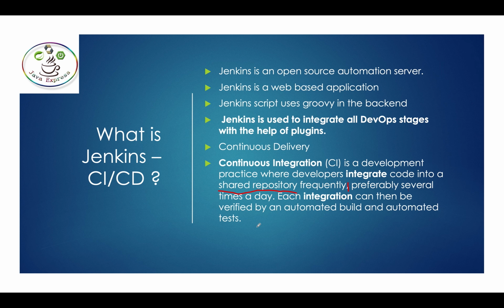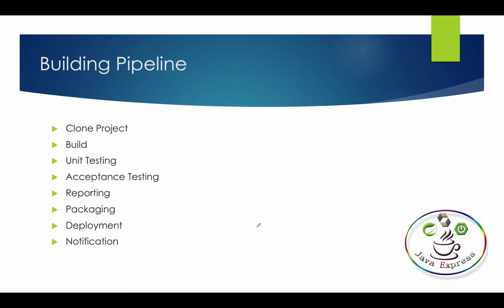Okay, this is called Jenkins. In order to build a pipeline, what all things will be there? One, you need to clone the project. Now you know how to clone by using git clone, and you need to build. For this we are using Maven or Gradle. And unit testing, where the developer needs to take care of unit testing and acceptance testing.